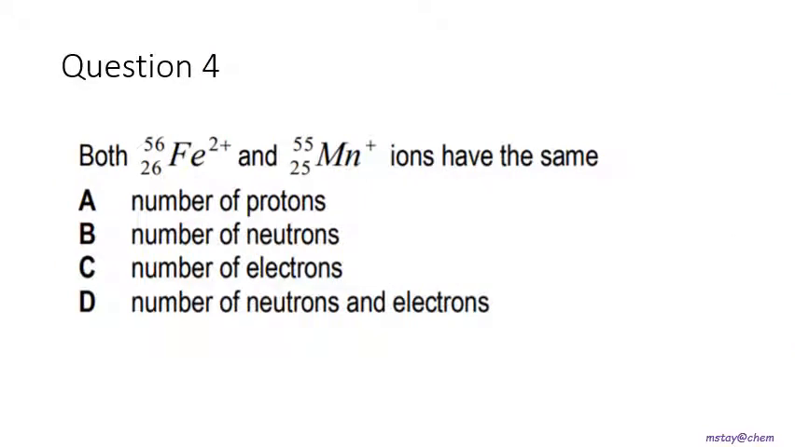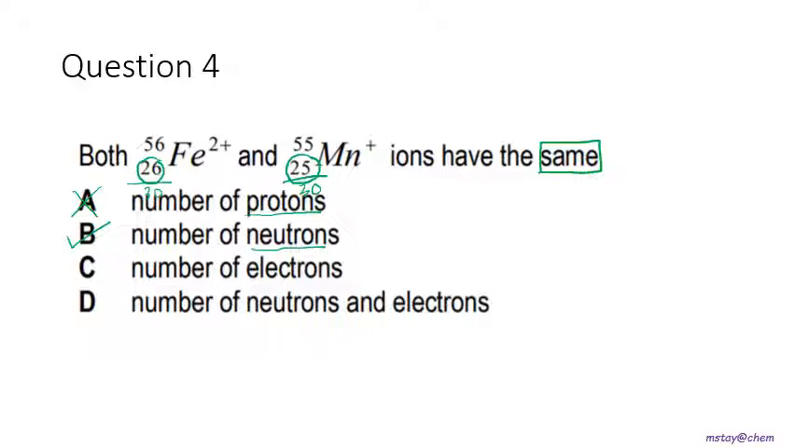Question number 4. Both ions have the same... Option A, number of protons, definitely this answer is wrong because based on the isotope notation, one has 26 protons and the other has 25 protons. Next, let's check the number of neutrons. We use the mass number minus the proton number, and we get 30 for Fe2+, and 55 minus 25, we also get 30 for Mn2+. So the number of neutrons is correct.